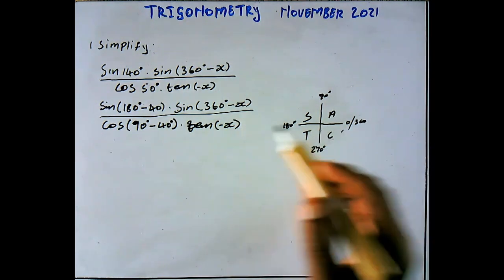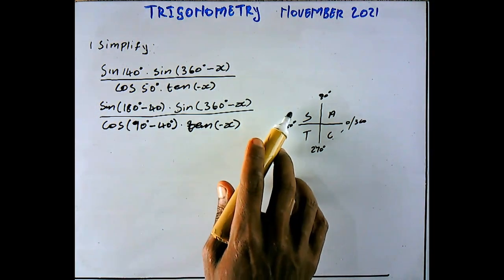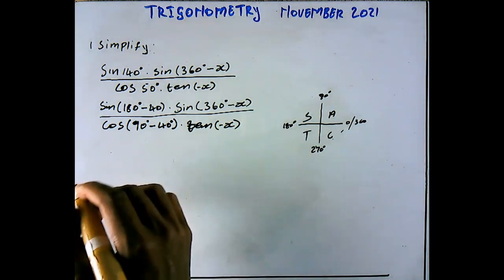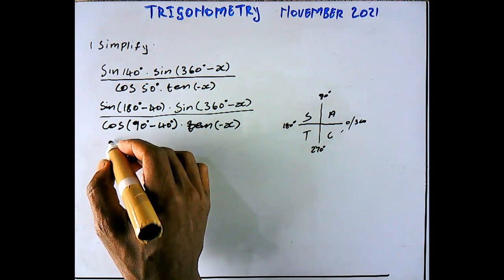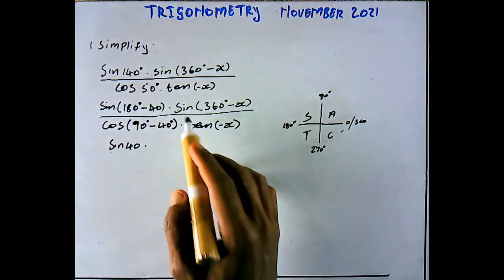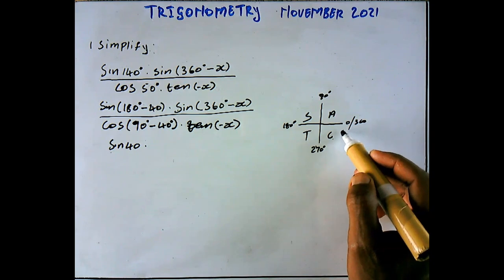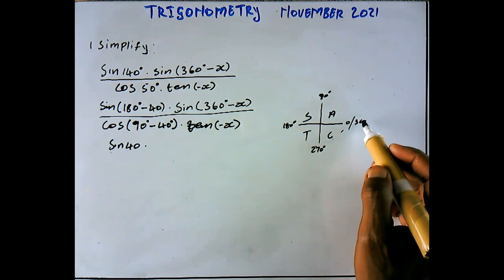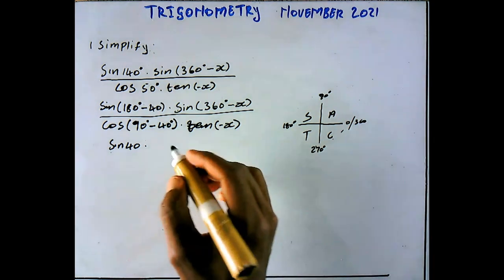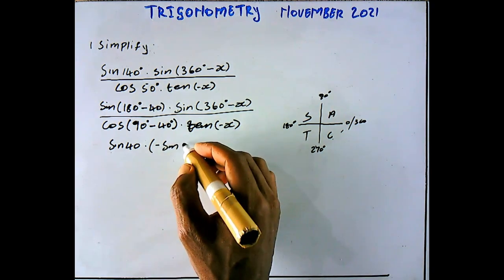So here we've got sine (180 minus 40), which is the second quadrant. In the second quadrant, only sine is positive. This means we are going to have positive sine 40 multiplied by sine (360 minus x). 360 minus is the fourth quadrant. Only cos is positive, so we are going to have minus sine x.